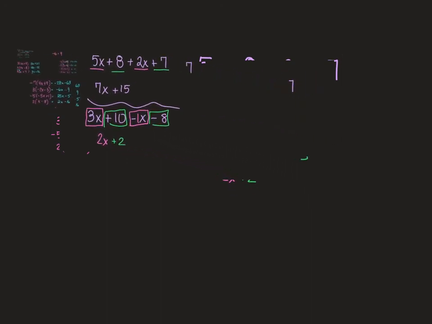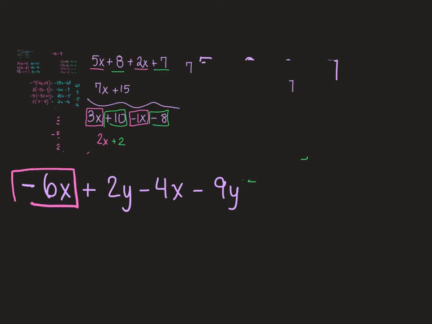Okay, let's try another one. Negative 6x plus 2y minus 4x minus 9y. This guy matches this guy. Notice how I included the minus sign because that's attached to the 4x. A negative 6x and a negative 4x. If it helps, let's write it beside each other. That would be negative 10x.